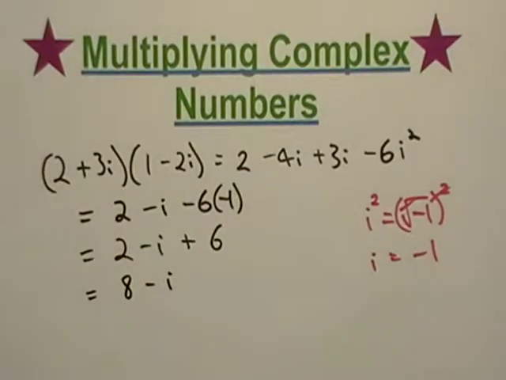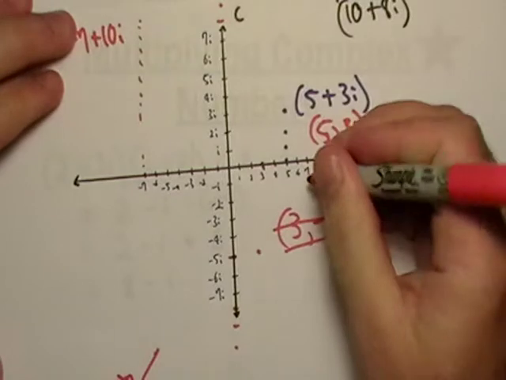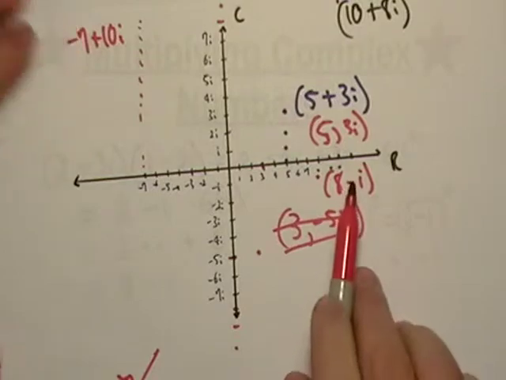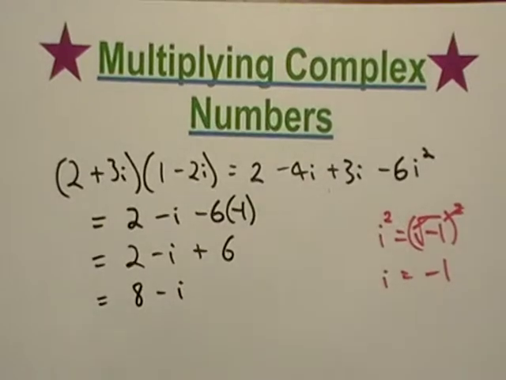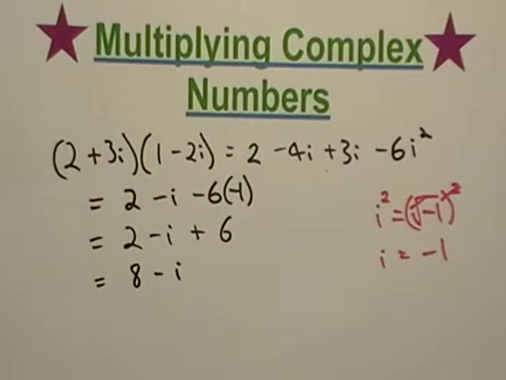Okay, so let's see here. If we were to graph that on the complex plane, 8 minus i would be right there. Bada bing, bada boom. But you probably already knew that. I probably wasted your time getting that graph. Okay, so basically we're just going to use the FOIL method, and pretty much you'll get that right off the bat.